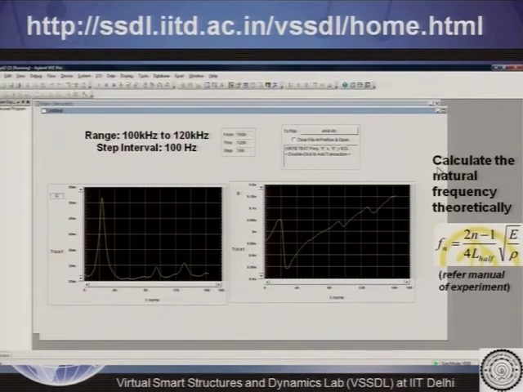Again the aim of this experiment is to compare the natural frequency which we have got experimentally. So, this is the natural frequency corresponding to the conductance plot, and this is the theoretical formula to get the theoretical natural frequency. It is available in the manual. So, the aim is to compare the theoretical natural frequency with the experimental natural frequency. Then again after performing the experiment, the user needs to perform the post experimental quiz.